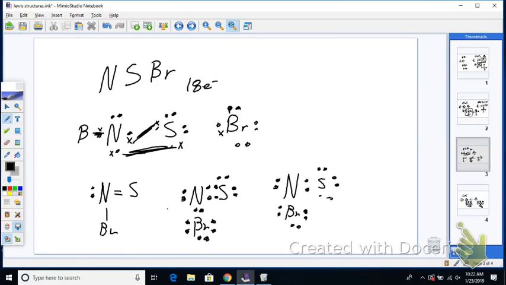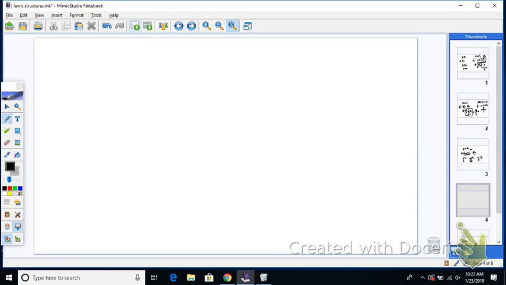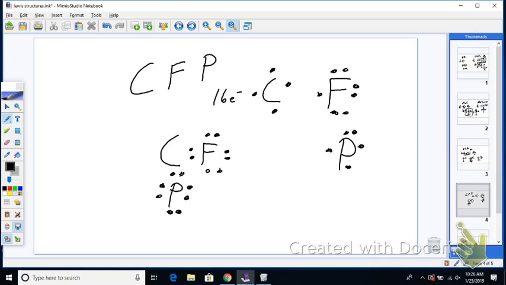Okay? Alright, so I'm going to give you one, and I want to see if you can handle doing this next one. So carbon, we're going to go C, F, P. CFP. See if you guys can do that one. CFP. 16 electrons, and then we end up with that after step 5, right? Then you look at the beginning. Does fluorine look okay the way it's written? Fluorine's okay.